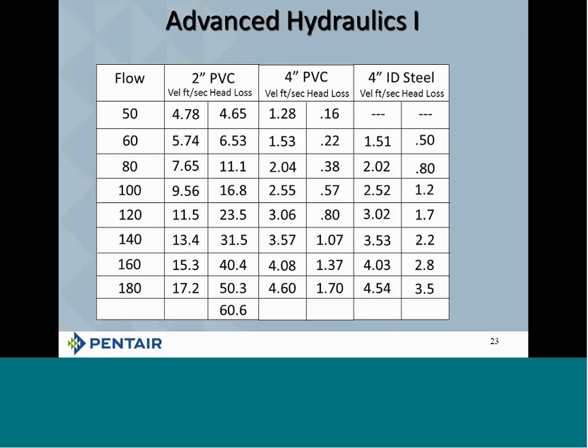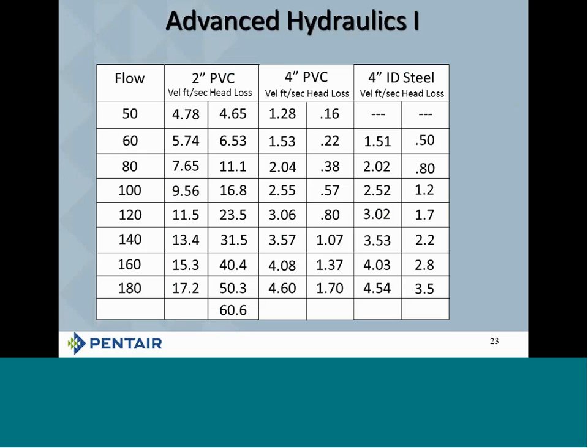Now, we're going to take a look at this next slide here. And this comes out of our Ag and Industrial book. It's actually out of the B9020, Earth Engineering Manual. And what I've done is I've kind of chopped it up and put it together. You can see the first column is your flow rate, the second column is 2-inch PVC, the third column is 4-inch PVC, and the fourth column is 4-inch ID steel pipe.